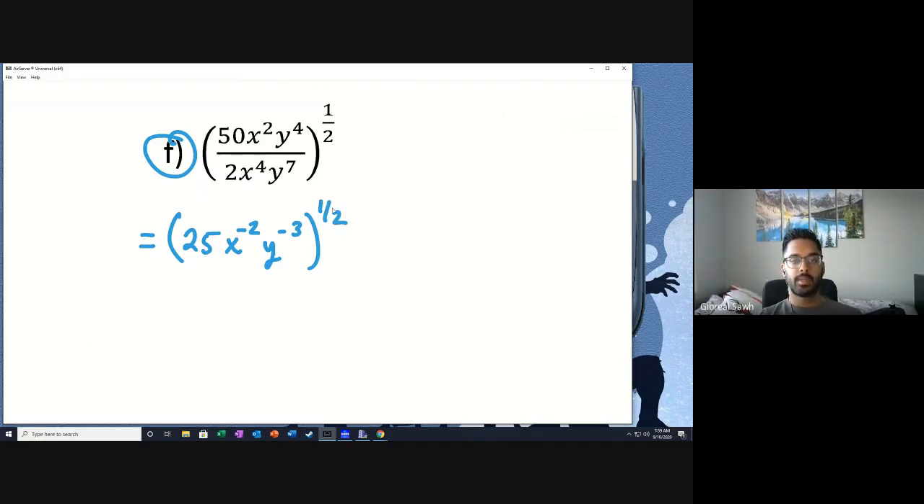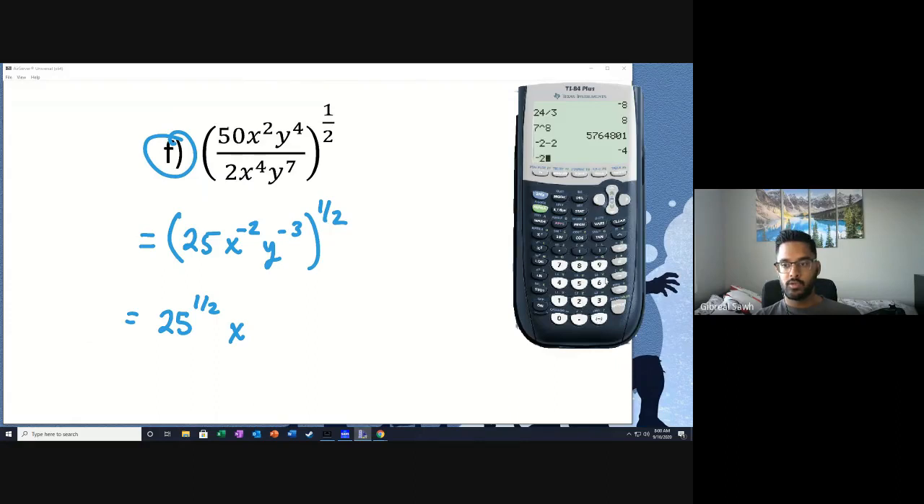Okay, now we can apply that. But remember, that gets applied to the exponents, not the coefficient. So don't multiply it with the 25 to get 12.5. You can't do that. That exponent of 1/2 goes to the exponents only. So you are going to get 25 to the power of 1/2. Our base x with our -2 multiplied with 1/2. So if I take -2 and I multiply it with 1/2, we're going to get -1.